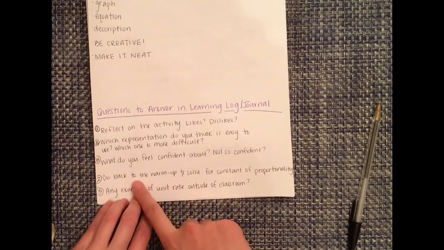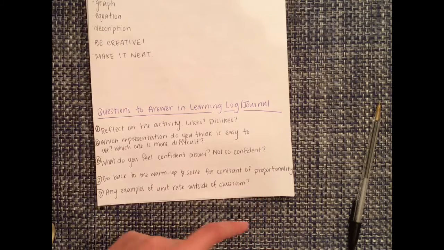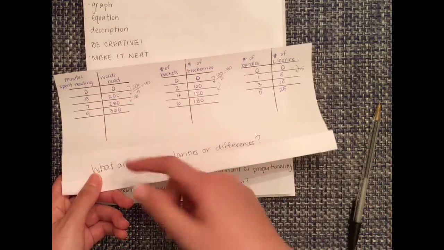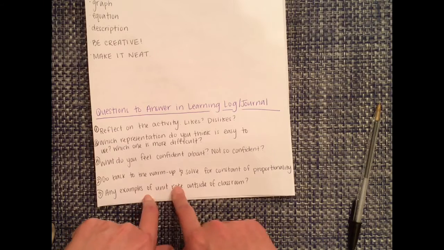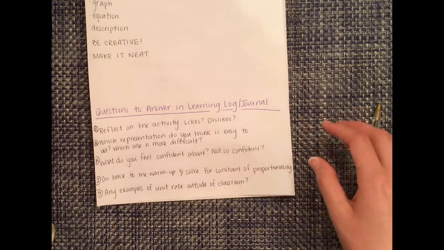And then asking students to go back to the warm-up that we did and to find the constant of proportionality for all those. So showing them these again on the board, having them try to find the unit rate for these, and then having them think of any outside examples for unit rate, just so they can connect what we're learning in class to outside of the classroom.